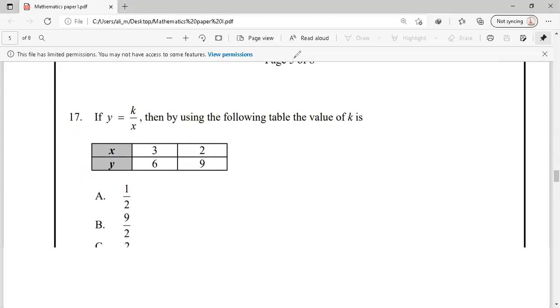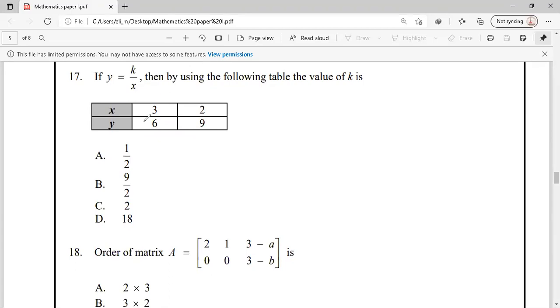Now let's come to our question number 17. In this question, we have a proportion between y and x. They are inversely proportional, and we have to find the value of k. So from the given equation, k will be equal to y x, the product of x and y. So we have the values x and y. We can use one pair of values x and y to find the value of k. So for x equals 3 and y equals 6, the value of k would become 18. So the correct answer is option D.